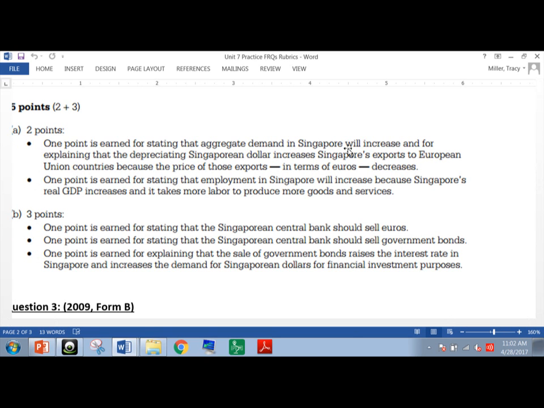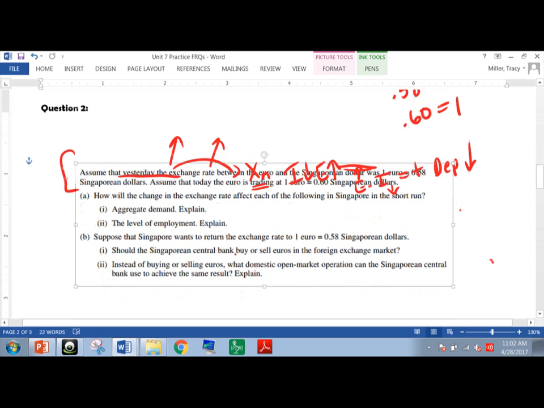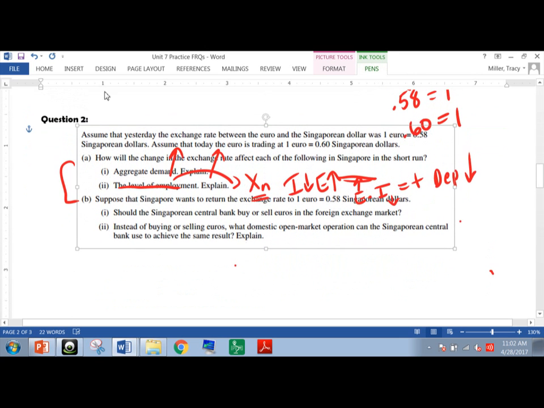You might not be able to understand or fully grasp the reasons why. Okay. So going back to the question, it then says the level of employment. So the level of employment is contingent upon the GDP.